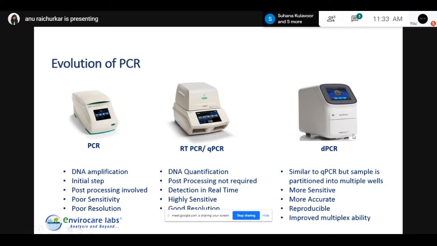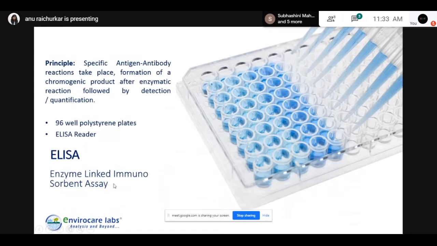So in dPCR, we are going to split the sample into multiple wells. Whatever sample has been fractionated, you can ensure that every DNA is taken into account, which is why this is a very highly sensitive and more accurate technique. It is more reproducible, and you can check for multiple types of samples and multiple DNA also in this technique. This is how the technique of PCR has evolved over the years.